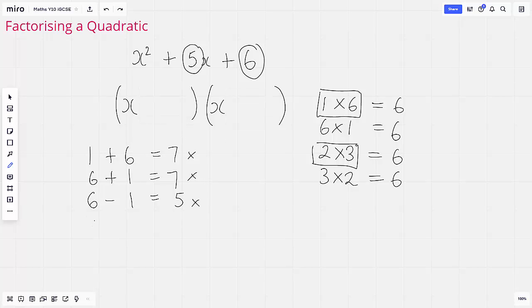Let's go back and try 1 take away 6 will give me a minus 5. Well, that's no good, I need a plus 5, so that doesn't work. So let's try the 2's and the 3's now. 2 plus 3 equals 5. I think we've done it. We got a plus 2 and a plus 3 will give me a 5. So a 2 goes in here, a 3 goes in here, a plus 2, a plus 3. 2 times 3 will give me 6. 2x plus 3x will give me the 5x. This looks like my solution.